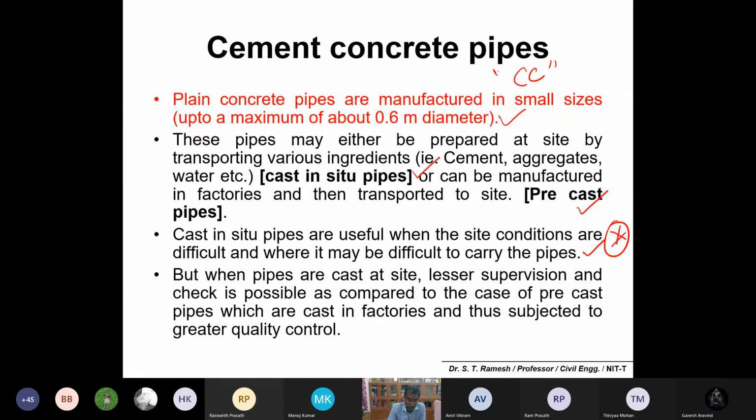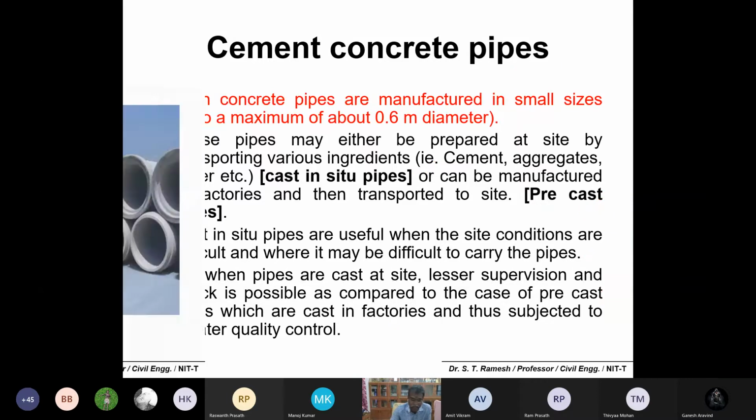That is important. When pipes are cast at site, you may require less supervision, and checking is possible, as compared to precast pipes which are cast in factories and thus subjected to greater quality control. If it is on site, you need not worry much. If it is being transported from somewhere else, then you also have to be cautious about your quality control. Please make a note of these points.